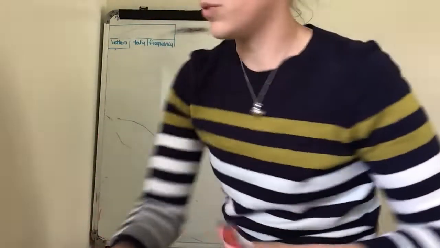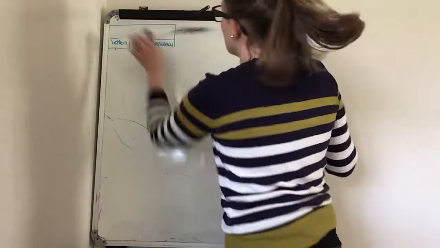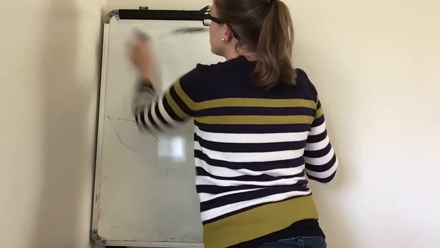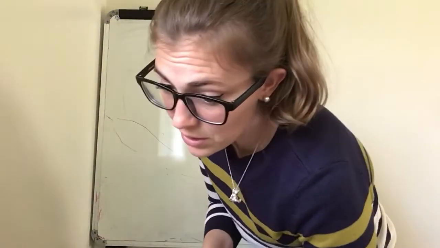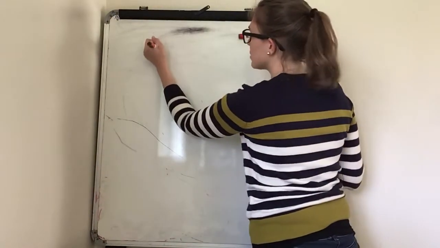So let's get rid of this frequency table. I'm not going to do that. You guys have had practice with that. So we're going to make a line plot. For the line plot, what is the very first thing that you need to have? You need to have a title. So I'm going to title this Korean name lengths.